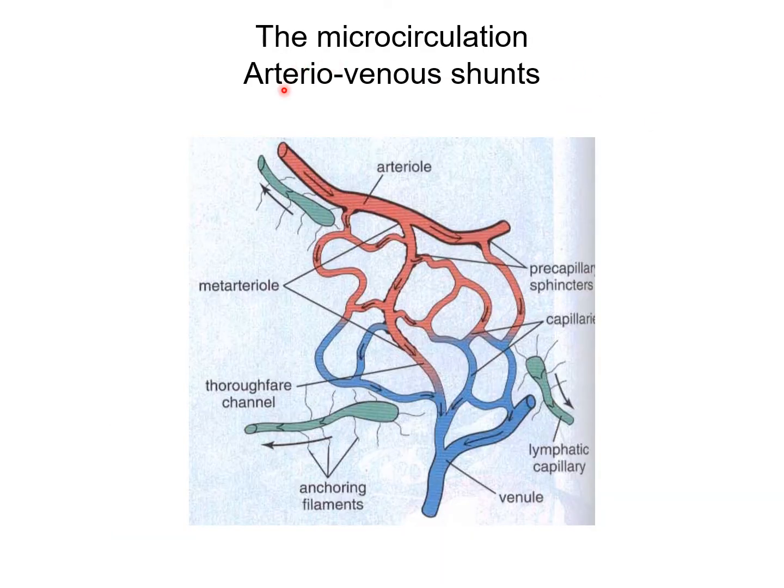The microcirculation or arteriovenous shunts. So till now we came to know the larger blood vessels divide into smaller blood vessels, then the smaller blood vessels divide and subdivide to form the arterioles, and after the arteriole there are blood vessels called meta-arterioles. If you see the structure of the arteriole, it has endothelium and a few layers of smooth muscles in the tunica media.